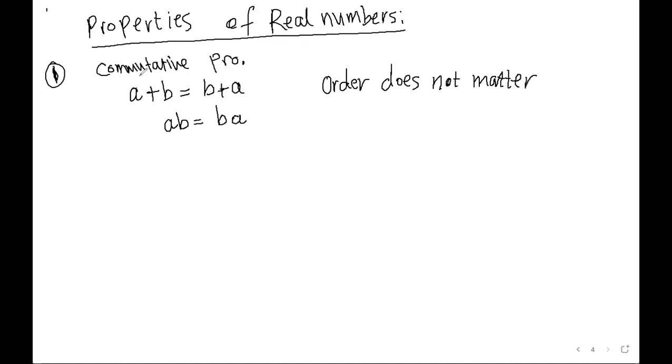This is called the commutative property. If I start from A, adding the second number is the same as starting from the second number and adding the first number. The same thing for multiplication. I'll give you an example.